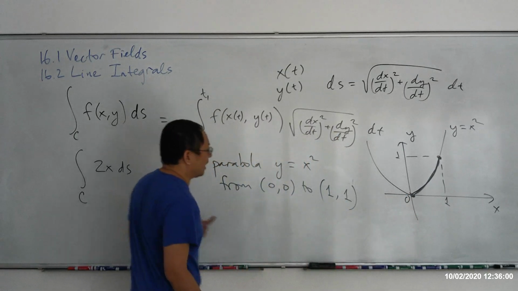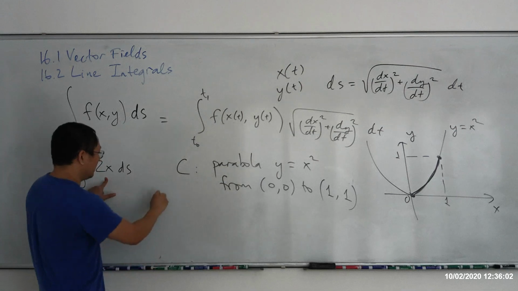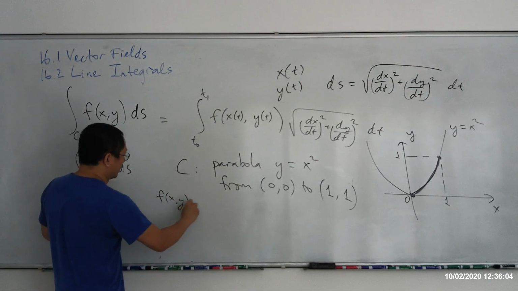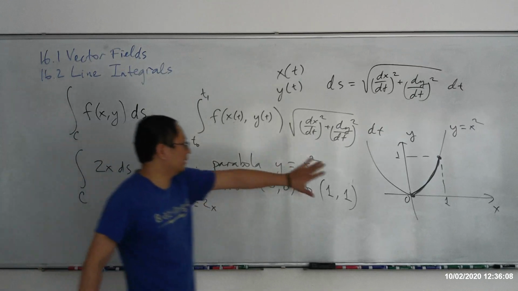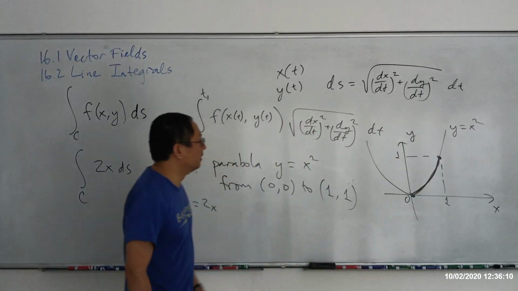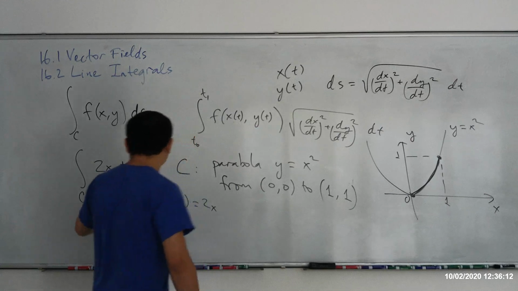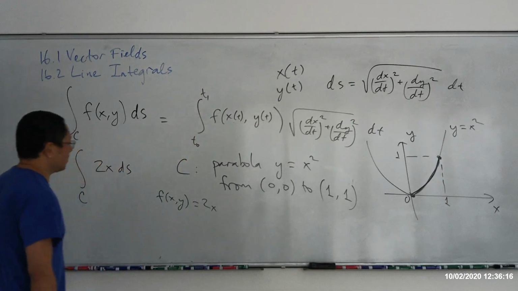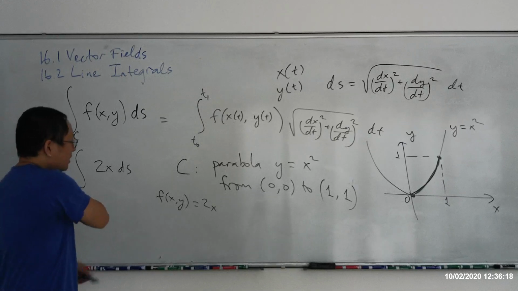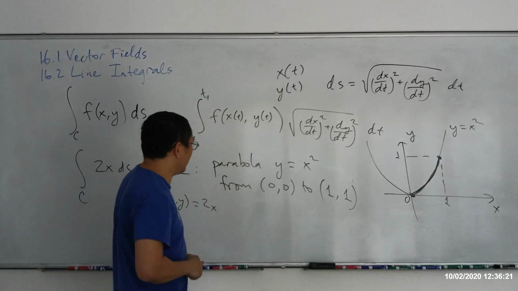And we have a function f(x, y), which in this particular example is equal to 2x. I think this is the plane up here. And you want to integrate this. Of course, we have to convert everything into t variables, so parameterize it in terms of t. And this is a very simple way to parameterize it.